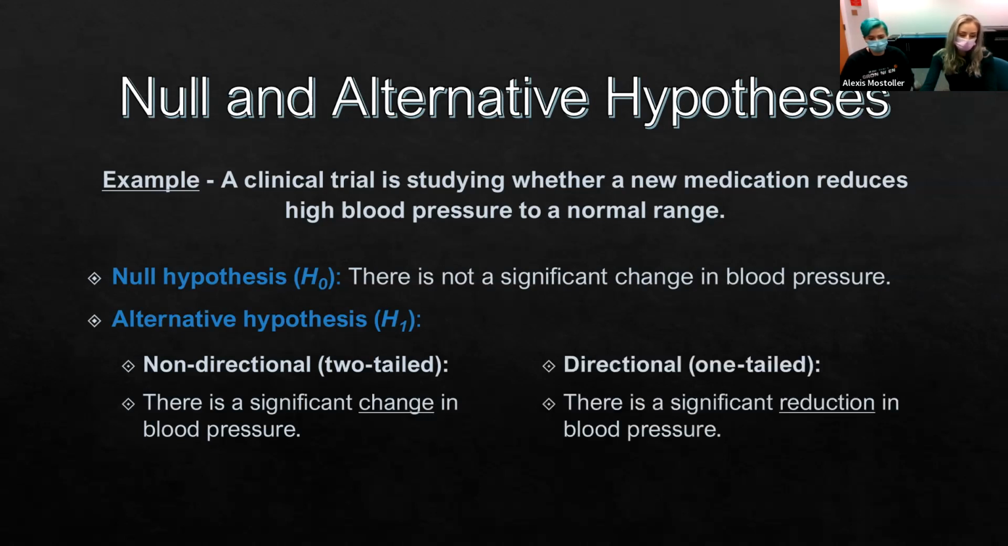And a directional or one-tailed alternative hypothesis identifies what that change will be. So in this example, we would probably expect that the new medication is going to decrease the high blood pressure, or that we'll see a reduction. However, we could also predict the other direction, that the medication for some reason would increase blood pressure even further.